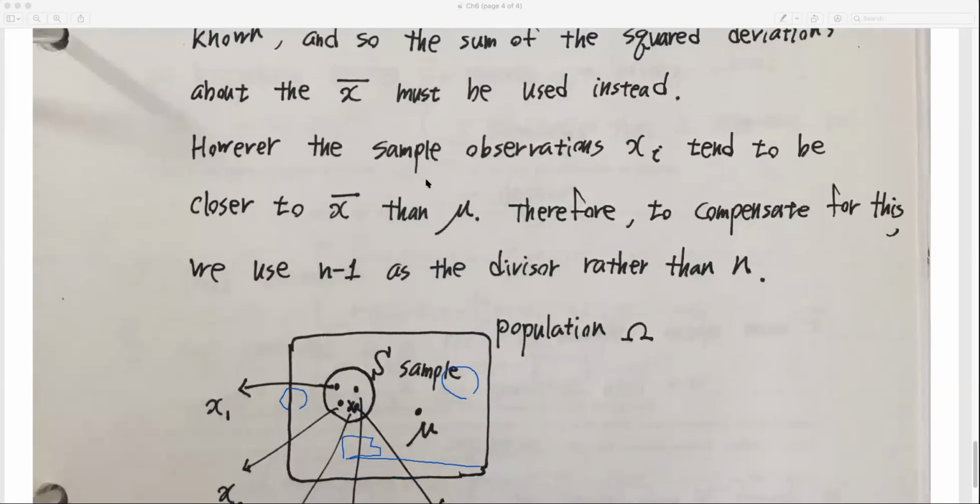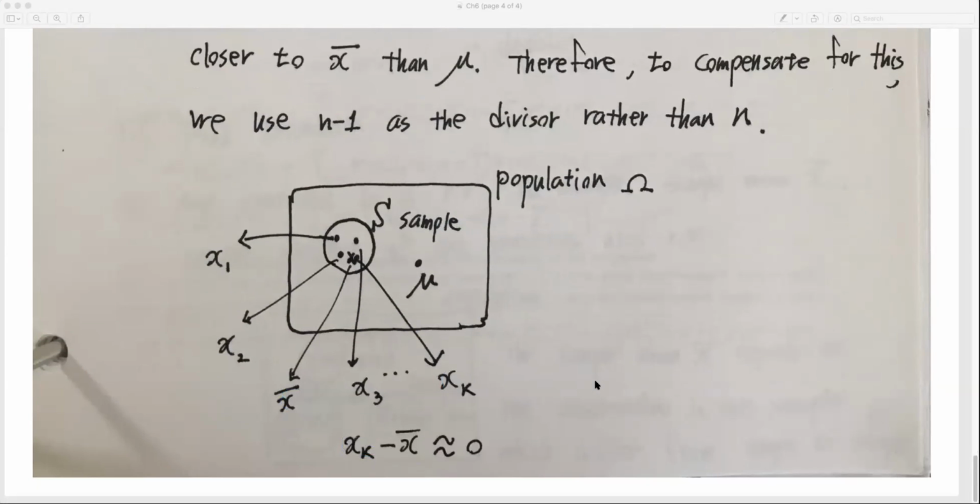However, the sample observations xi tend to be closer to x bar than to mu, right? Why? Because of the possibility that mu is outside of that sample. So therefore, to compensate for this, we use n minus 1 as the divisor rather than n. Okay. So keep this in mind. That's one of the answers. So that's all of chapter 6.